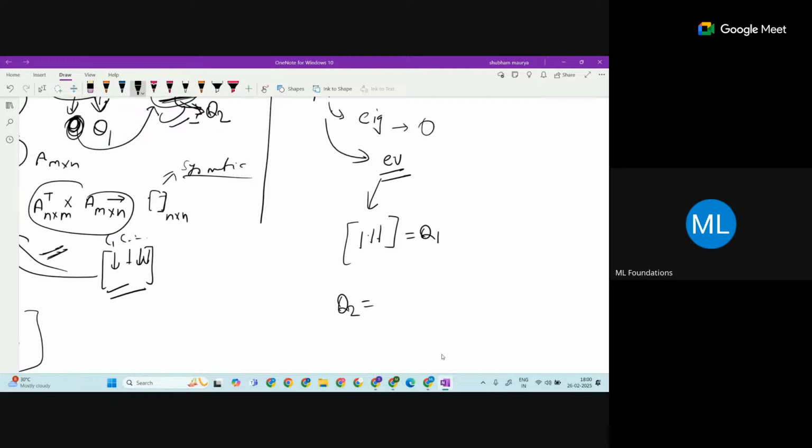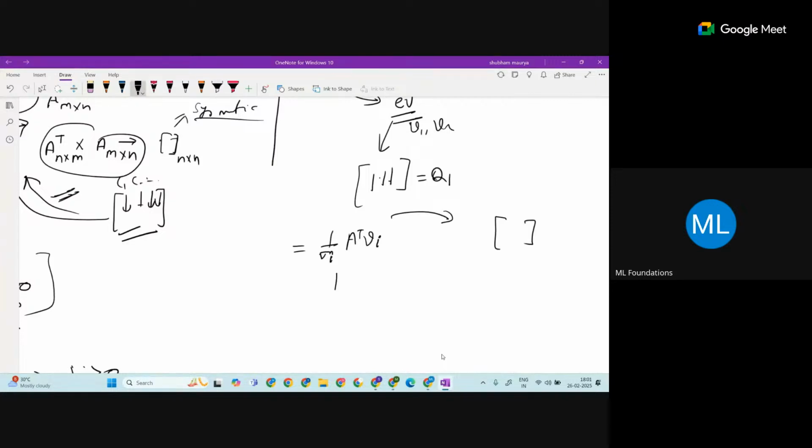To find Q2, the steps to find the columns of Q2 are that you take A transpose times the eigenvectors, v1, v2, and so on, multiplied by 1 upon sigma i, where sigma i is the corresponding singular value. Whatever vectors you get, you use to find Q2. But if some of the eigenvalues are 0, then you cannot do this. You cannot divide 1 upon 0.